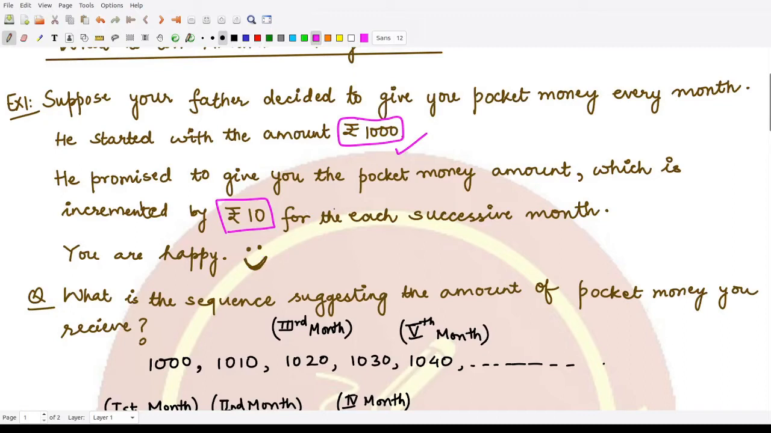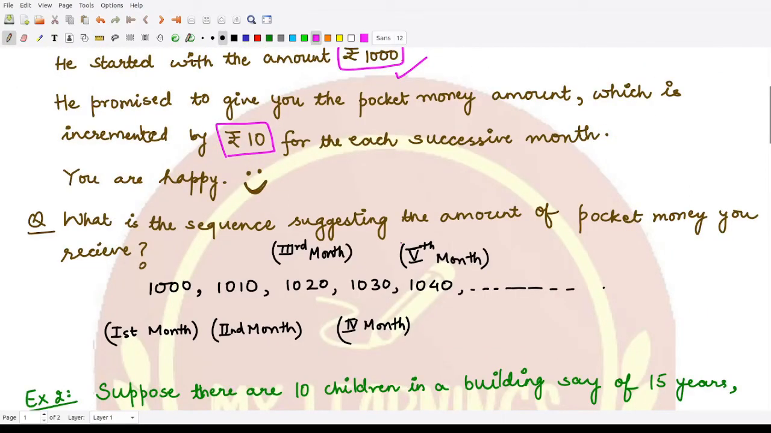So what is the sequence which suggests the amount of pocket money you receive? I have listed it down. In the first month you will get rupees 1000. In the second month you will get rupees 1010. In the third month you will get rupees 1020. In the fourth month you will get rupees 1030. In the fifth month you will get rupees 1040, and you keep on receiving the money with rupees 10 added to it each month. Correct? So this forms a sequence.